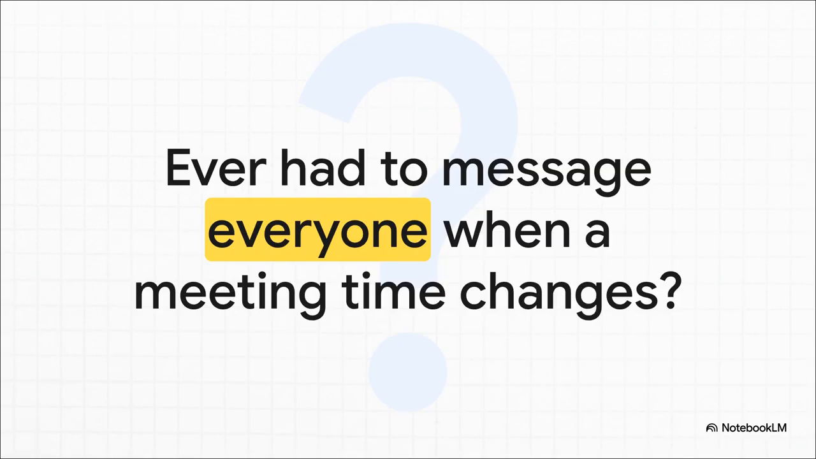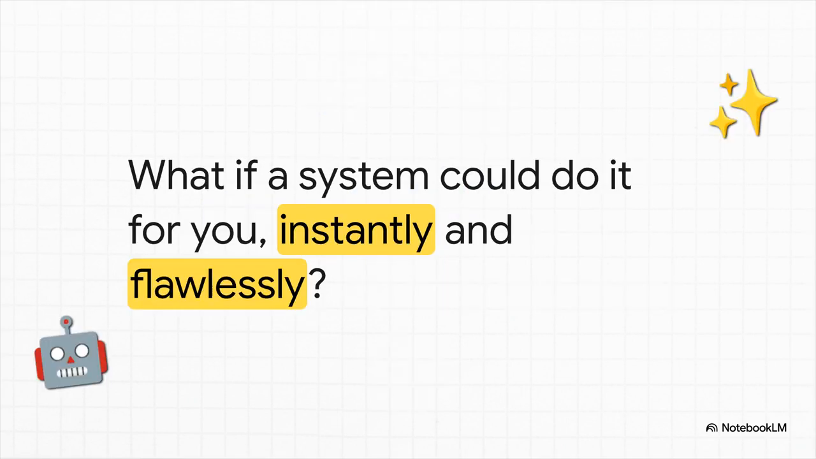Okay, just think about the alternative for a second. Remember the chaos? A meeting changes, and suddenly you're in this flurry of texts and emails, just trying to make sure everybody got the memo. It's messy, it's frantic, and you just know someone is going to miss it. But what if you could just skip all that? What if there was a system that could handle the whole thing for you automatically? One that makes sure every single person gets that update instantly and in the right format. Well, that's exactly the kind of system we're going to break down.